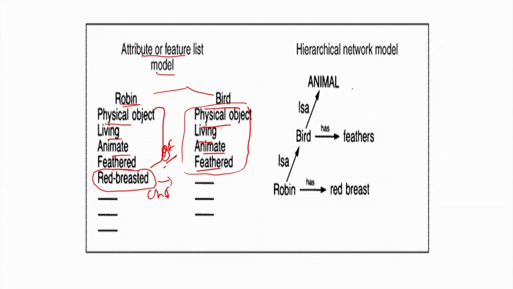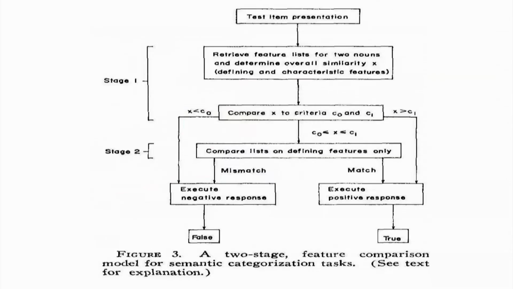Whereas, in the hierarchical model, an animal is a bird which has feathers, and a robin has a red breast, and this kind of network has a problem, because they should share. If a bird has feathers, a robin should have feathers, but red breasted is the kind of problem which is there. This model has this problem, which is solved by the feature model, the new feature model of semantic memory. So, how does sentence verification happen according to the feature network model?